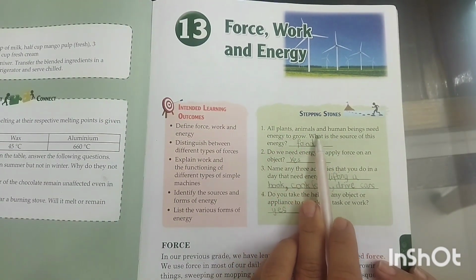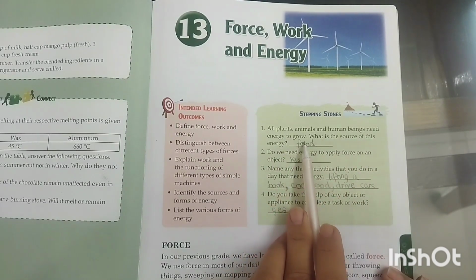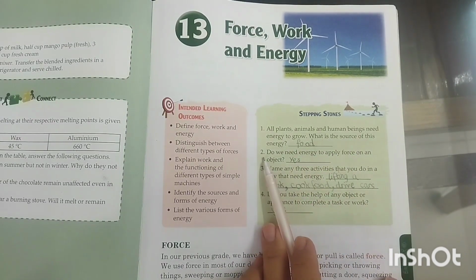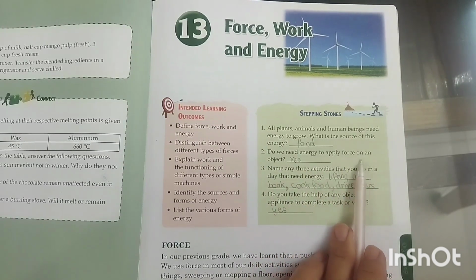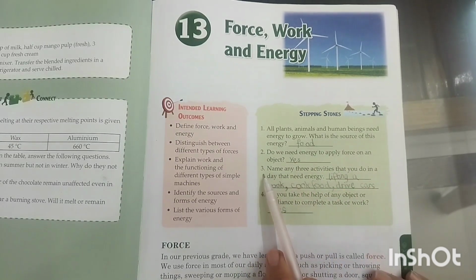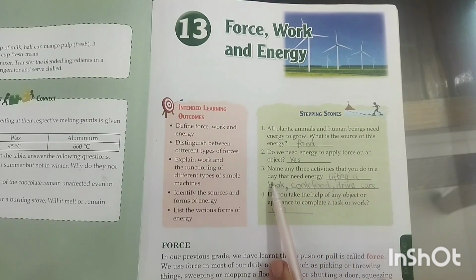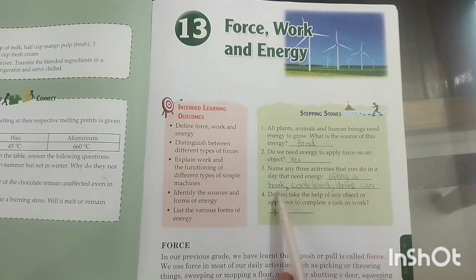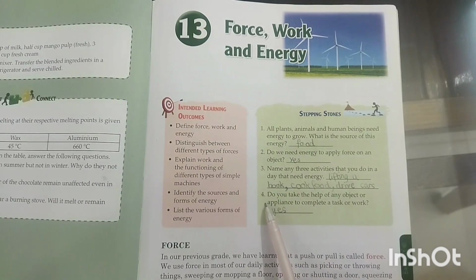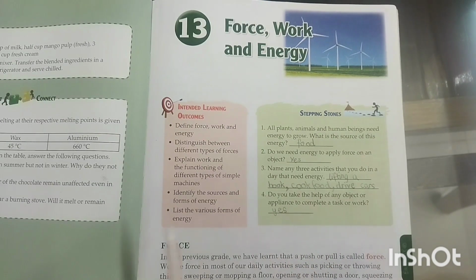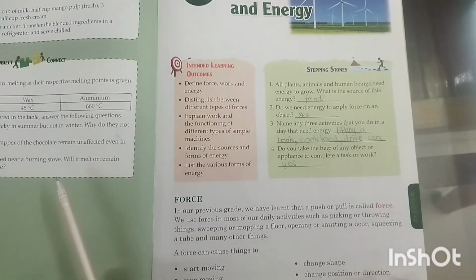1. All plants, animals and human beings need energy to grow. What is the source of this energy? Food. Number 2. Do we need energy to apply force on an object? Yes. Number 3. Name any 3 activities that you do in a day that need energy. Lifting a book, cook food, and drive cars. Number 4. Do you take the help of any object or appliance to complete a task or work? Yes.